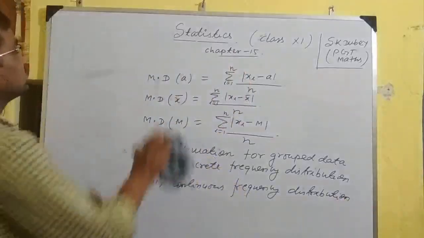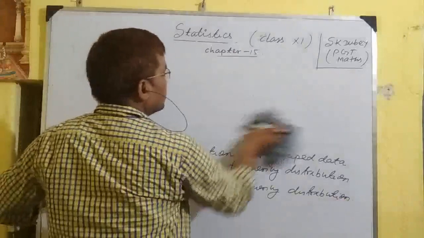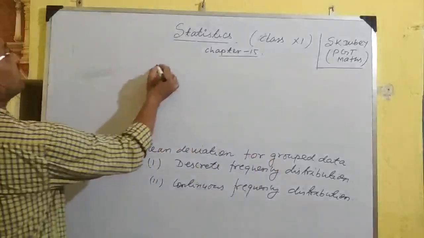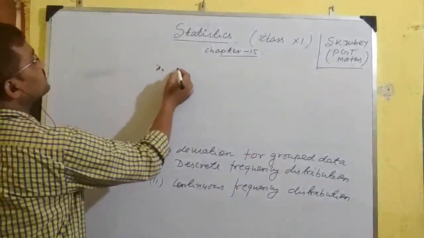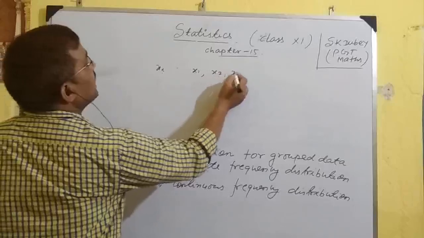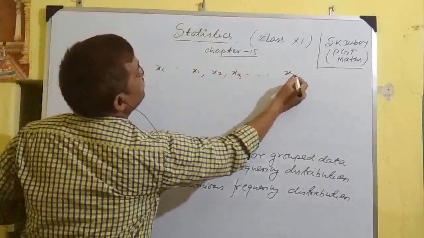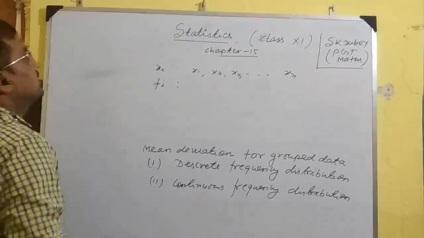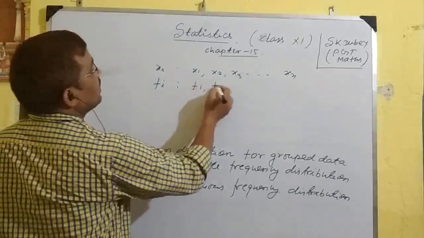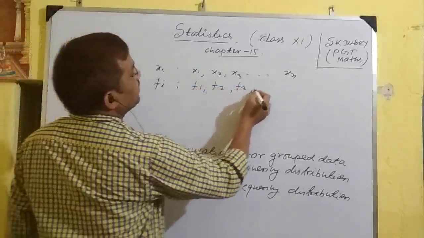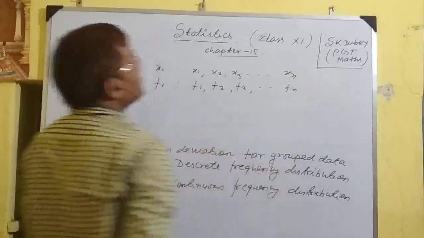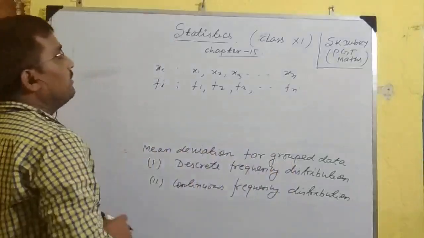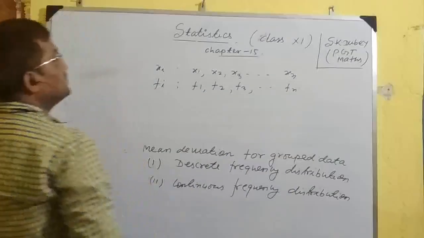Let us suppose that in a discrete frequency distribution, the observations xi are x1, x2, x3, up to xn, and the frequency of each observation is f1, f2, f3, up to fn. Then first we will calculate the mean and median of this data.